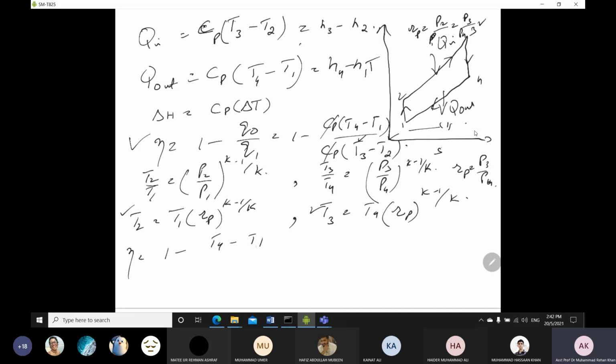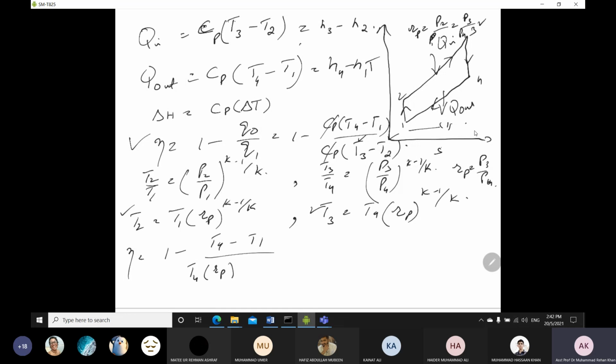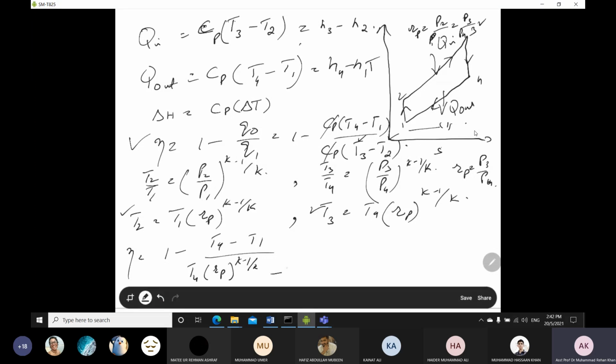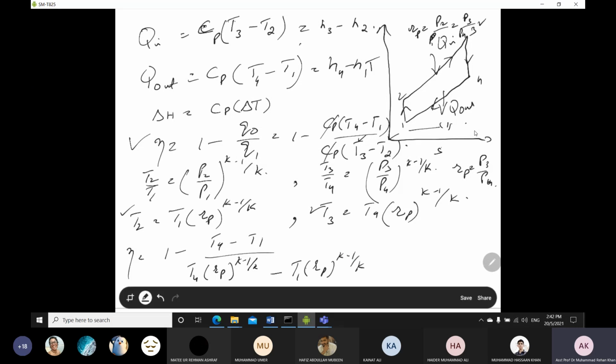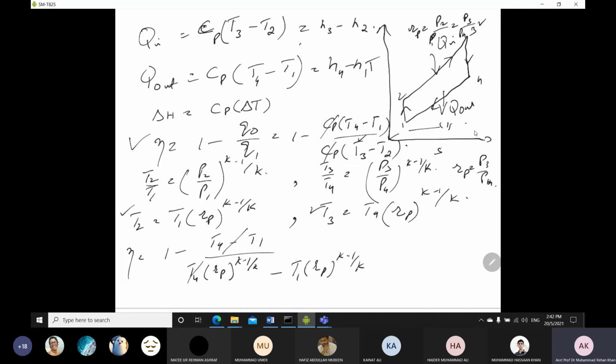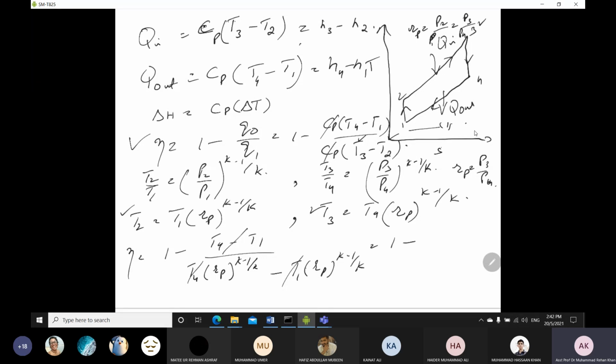Okay, so T4 minus T1 and T3 value is T4 Rp to the power K minus 1 over K and minus T2 value is T1 Rp to the power K minus 1 over K. Okay, so from here if we just take common T4 minus T1, and take common Rp to the power K minus 1 over K from the denominator, so T4 minus T1 can be easily eliminated. Okay, so this can be cancelled if we just take Rp common from the denominator. So it will be equal to 1 minus 1 over Rp to the power K minus 1 over K. Okay, so this is the equation for your efficiency which we already see.